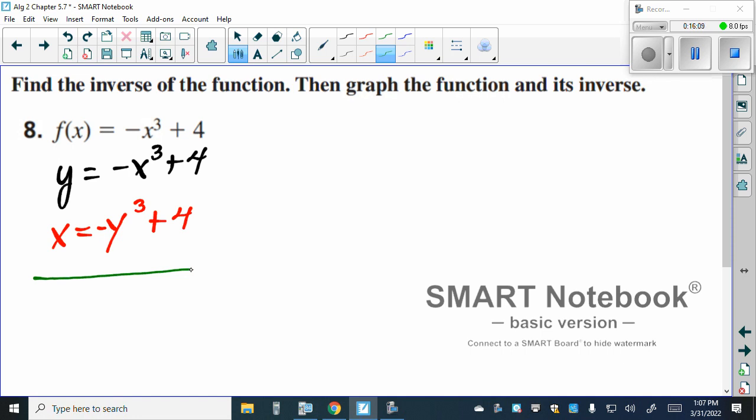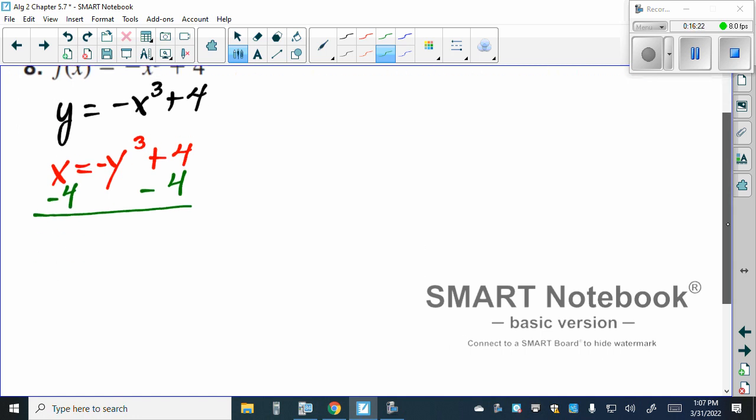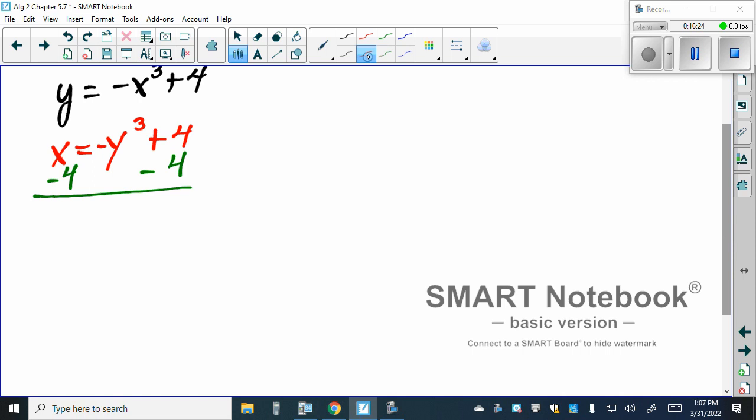So we do have 3 different things going on. We have the negative in front of y cubed, we have the cube, and we have plus 4. We can subtract 4, because the 4 minus 4 would be 0, telling us that we have x minus 4 equals negative y cubed. Now what can we do next?